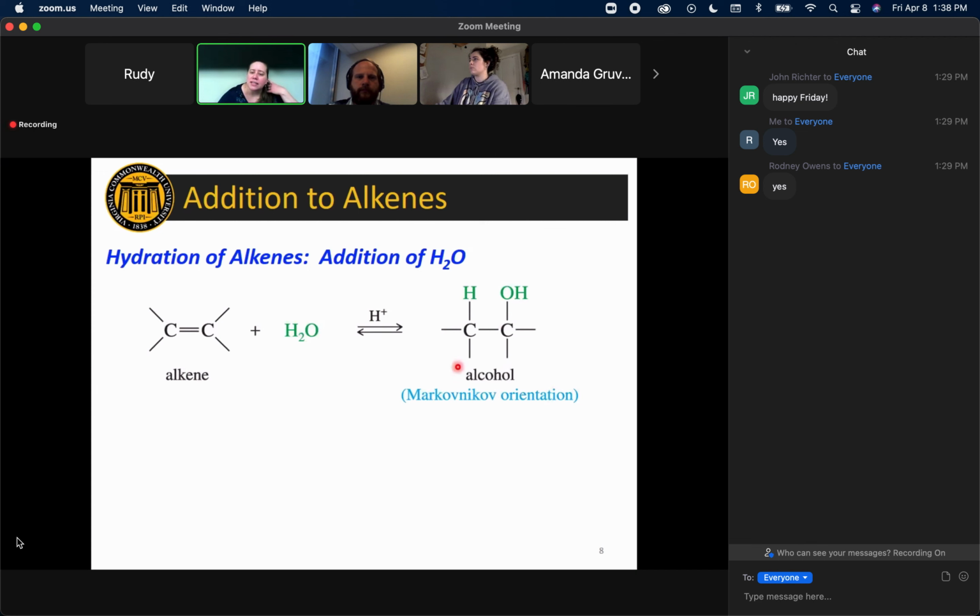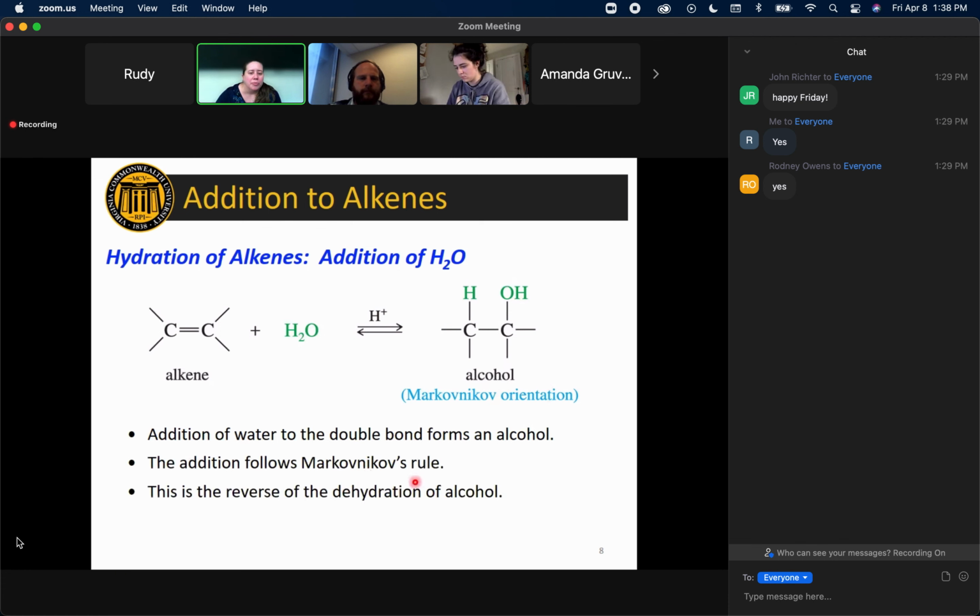And this does happen in Markovnikov orientation, but we will talk about why that is. And hopefully you guys are already thinking for yourselves about why that might be as you're thinking about the parallels between this reaction and an HX electrophilic addition. So in addition to the features of this reaction that I just talked about, I do want to point out this reaction is going to be exactly the reverse of a dehydration of an alcohol.